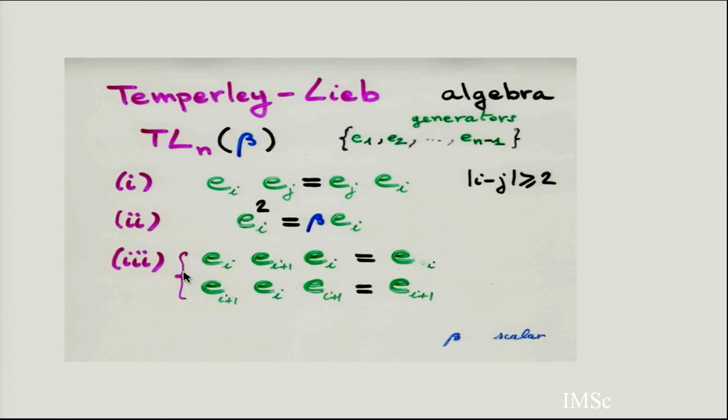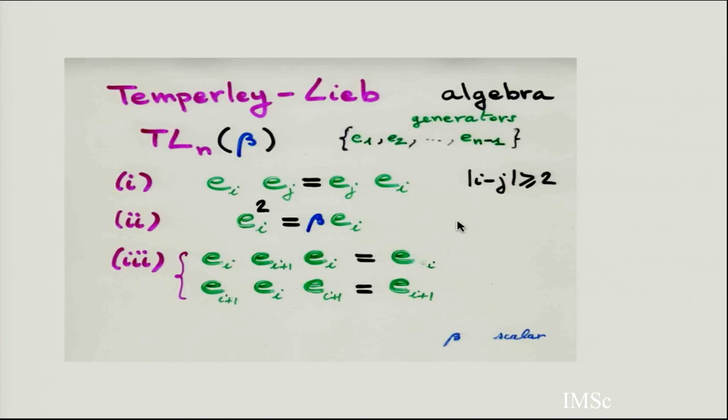And then the analog of the braid relation for the permutation is this relation: E_{i+1} E_i equals E_i, and E_{i+1} E_{i+1} equals E_{i+1}. So the left part is the same as the braid, but on the right part you put the letters which appear twice on the left part. So this is the definition of the Temperley-Lieb algebra.